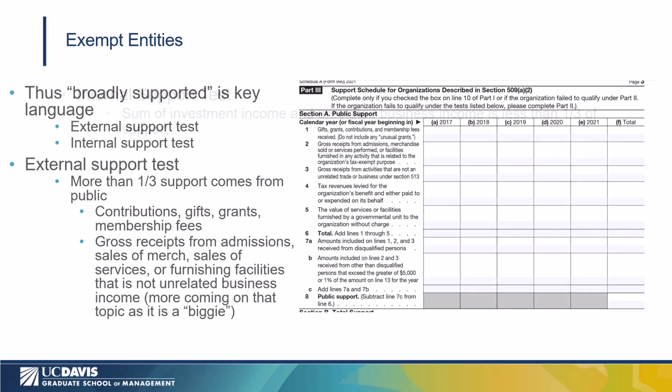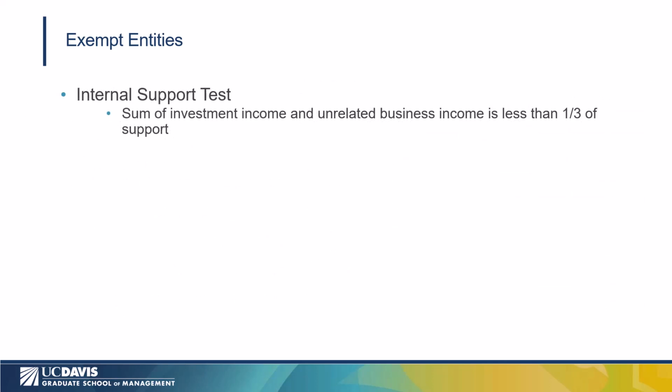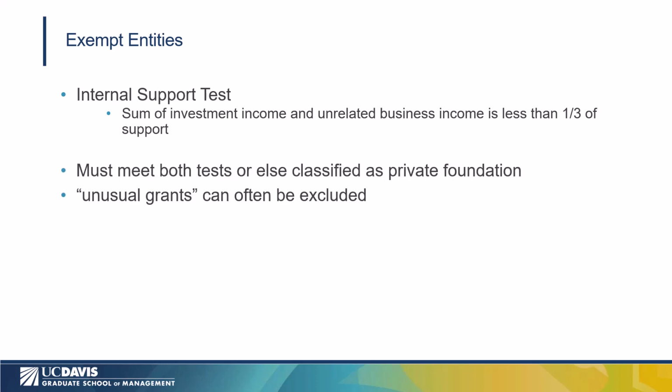You also have to meet the internal support test. So this says the sum of investment income and unrelated business income is less than 1/3 of your support. So not only does at least 1/3 have to come from public charities, but you can't be self-supporting, if you will, to the tune of more than 1/3.